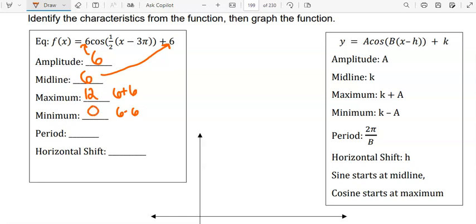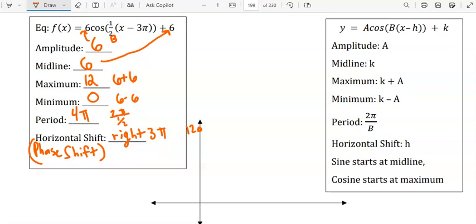Then the period is 2 pi over b. Well, b is 1/2, so the period is 4 pi. The horizontal shift, also known as the phase shift, is going to go right 3 pi. Now it says sine starts at the midline and cosine starts at the maximum. Well, this is cosine, so it's going to start at the maximum, which is 12.